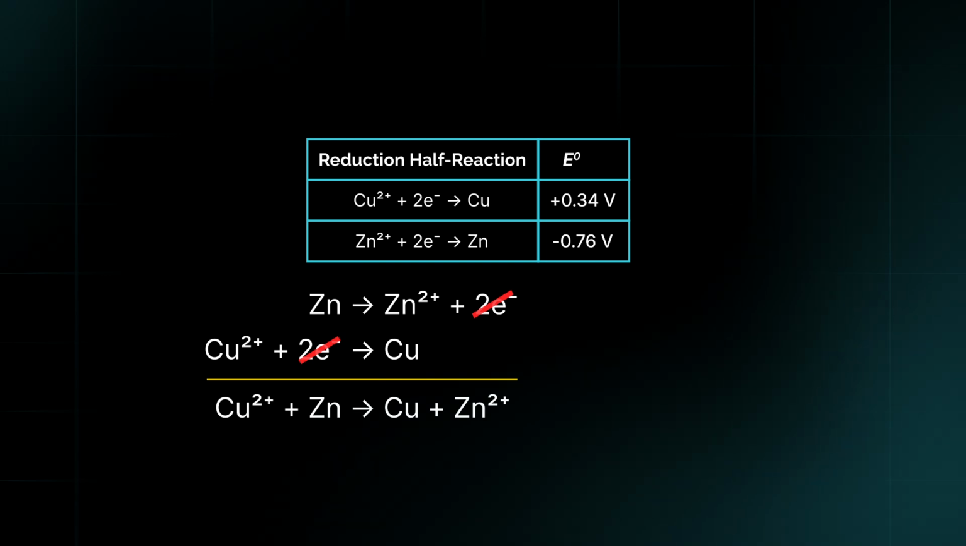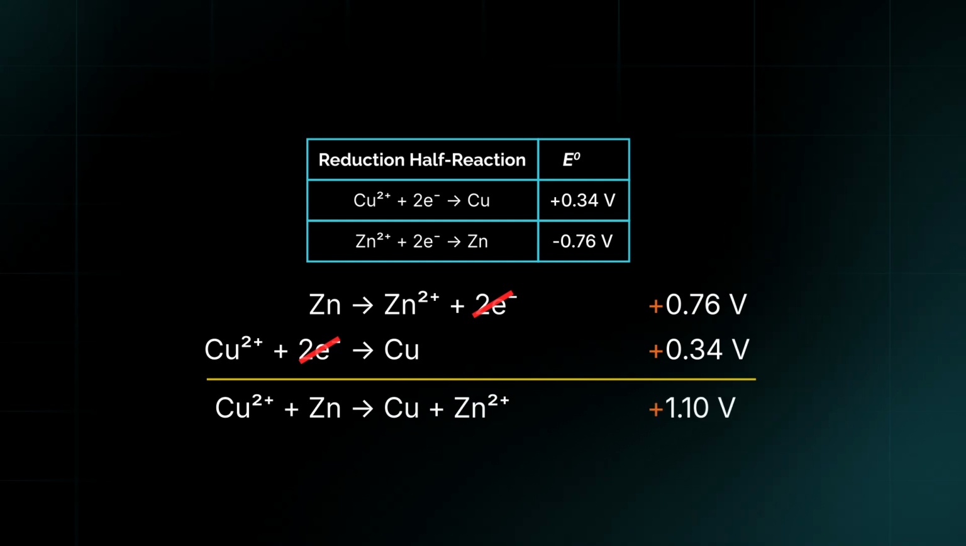Now that we have the overall reaction, the next question is, what is the voltage of the battery? Each reaction in the table has a standard reduction potential. Since we reverse the reaction for zinc, we also need to reverse the sign of its standard reduction potential. The reaction for copper was kept as written, so we leave its standard reduction potential unchanged. To find the total voltage, we add the two standard reduction potential values together.